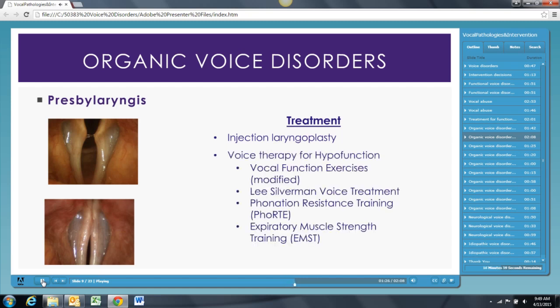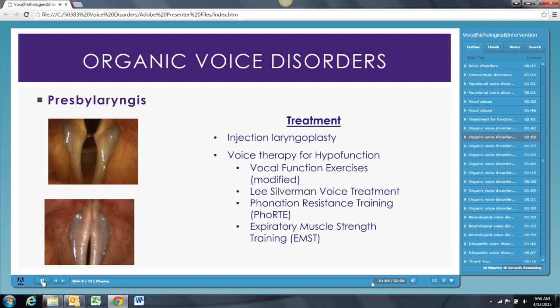Behavioral voice therapy targets reduced muscular function or hypofunction. To correct the glottal insufficiency, the muscles of the vocal folds will need to be overloaded and fatigued regularly to promote muscle adaptation. Evidence-based treatments which can accomplish this include modified vocal function exercises, as we talked about in class, the Lee Silverman voice treatment, phonation resistance training, and also expiratory muscle strength training.